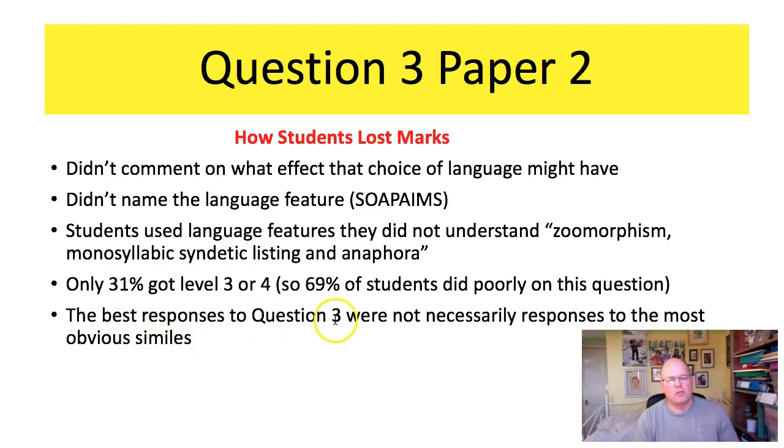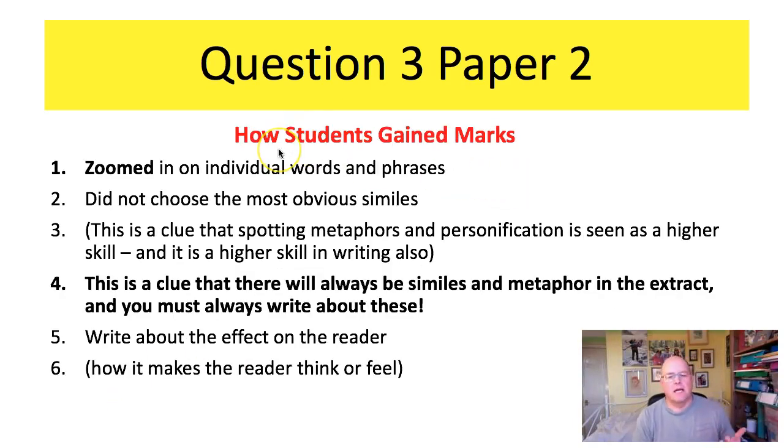And the best responses to question 3 were not necessarily responses to the most obvious similes. So this is the 2017 paper, and as you can see, that one did concentrate on descriptive techniques, but the examiners want you to look for stuff that's not obvious to everybody else. Right, well, let's find out what successful students did.